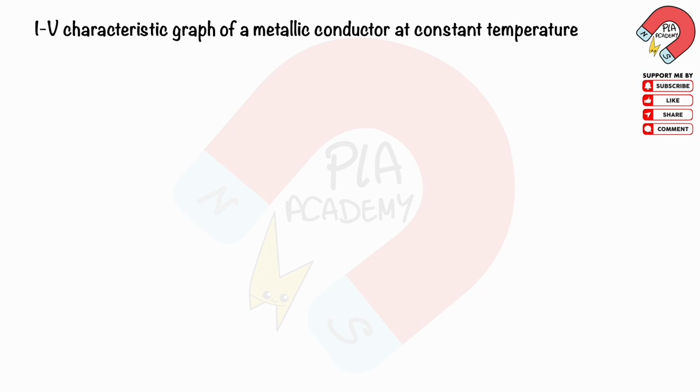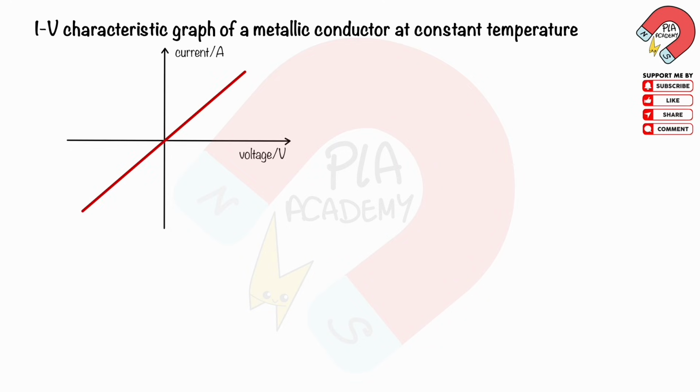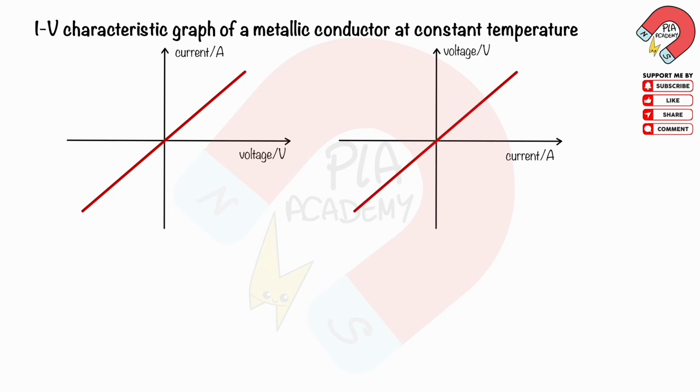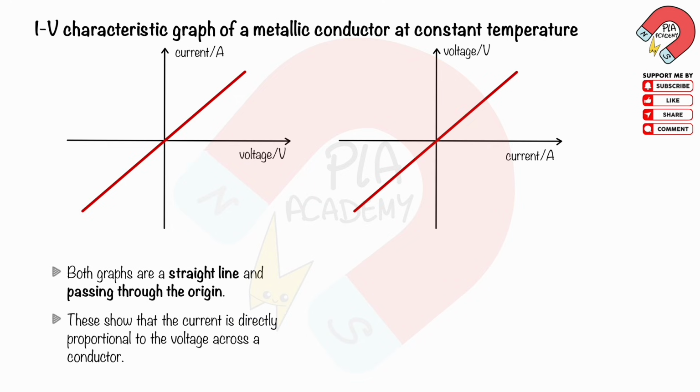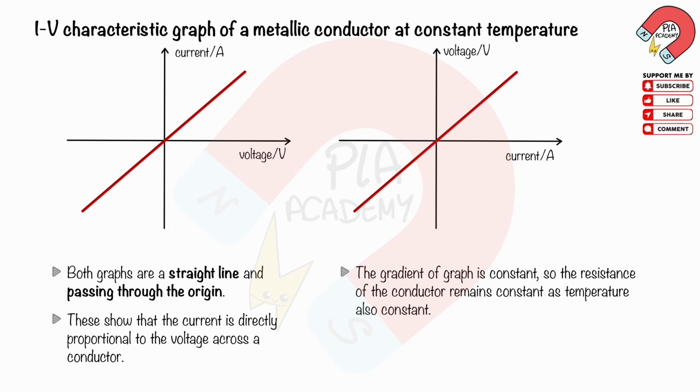IV characteristic graph of a metallic conductor at constant temperature. The graph of current I in amperes against voltage V in volts is shown. The graph of voltage V in volts against current I in amperes is shown. Both graphs are straight lines passing through the origin. These show that the current is directly proportional to the voltage across a conductor. The gradient of the graph is constant, so the resistance of the conductor remains constant as the temperature is also constant.